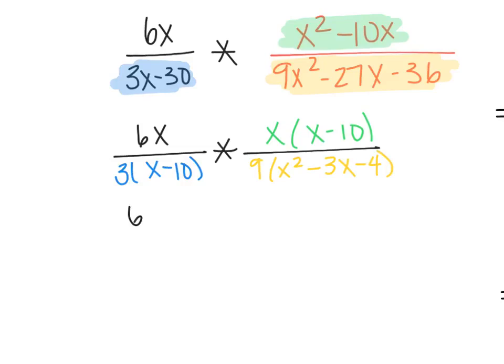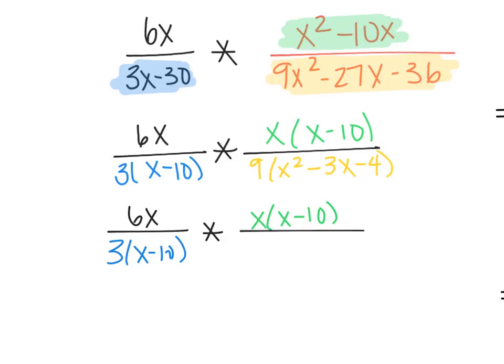So again, let's see, we can rewrite this. 6x over 3 times x minus 10, times x minus 10 over 9 times, and you said that x squared minus 3x minus 4 factors into x minus 4 times x plus 1, sorry. Thank you. There we go. Okay. So now that I've got all of my factors figured out, can I cancel anything out? Yes. What cancels? And they only cancel, remember, if there's a pair on top and bottom. So those cancel. Anything else cancel?